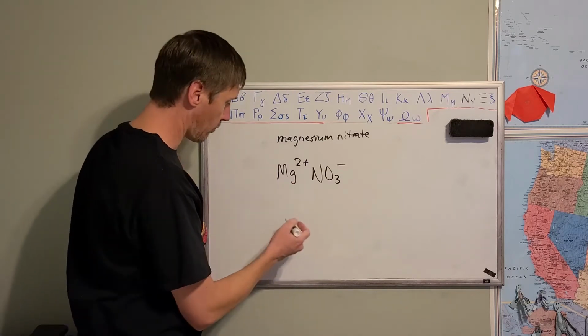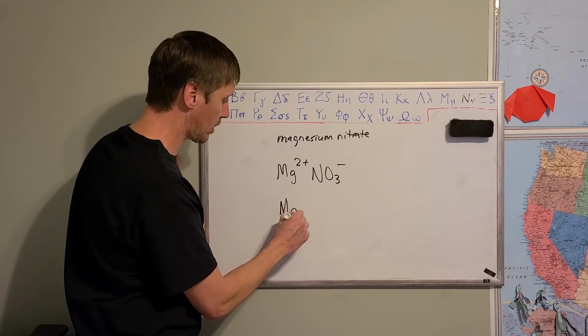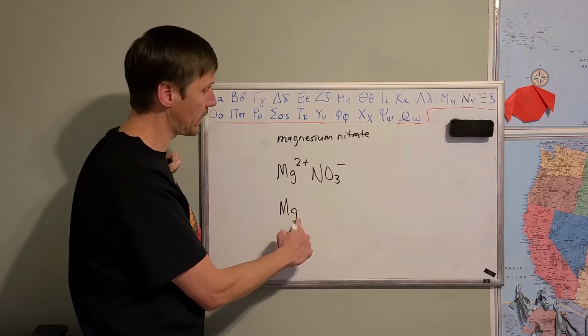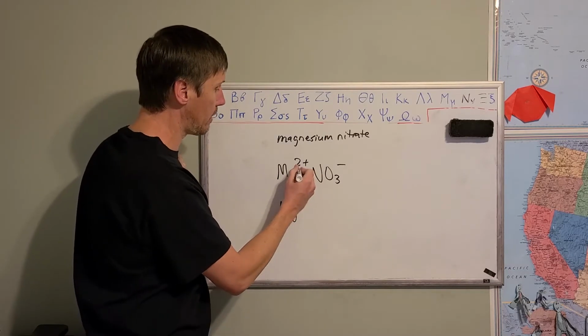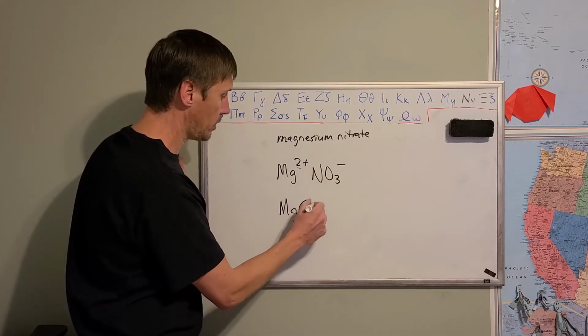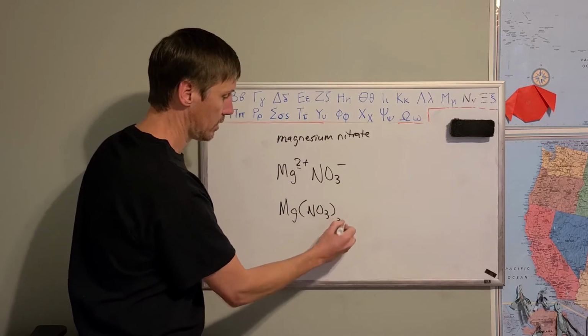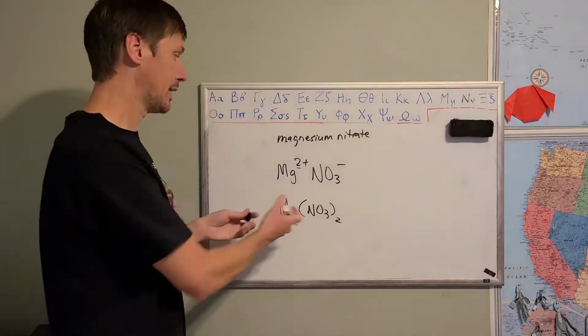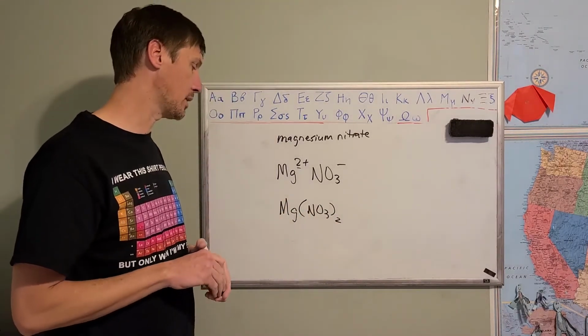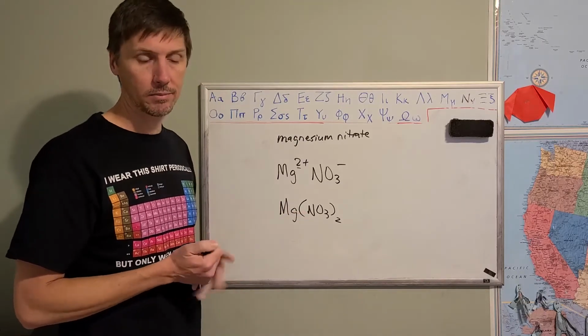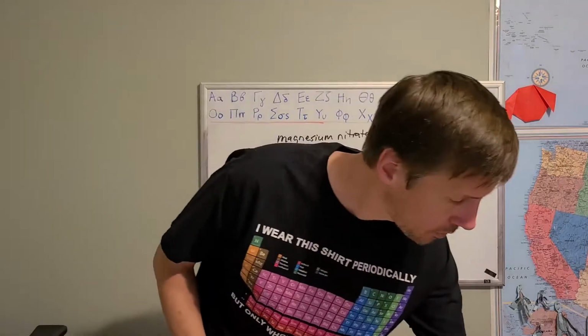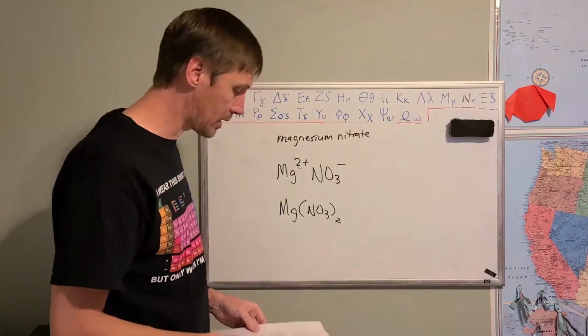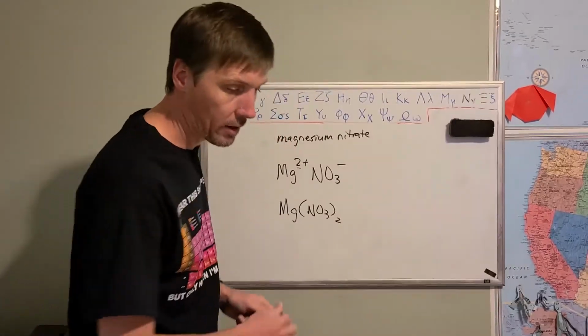So when we swap and drop, the Mg is going to have an understood 1 down here. NO3, though, is going to have this 2. And so we're going to have to put NO3 in parentheses and put the 2 there so that we still can identify the nitrate polyatomic ion in this compound. Okay? So I think that's pretty simple, but of course, as always, let me know if you have any questions about that.